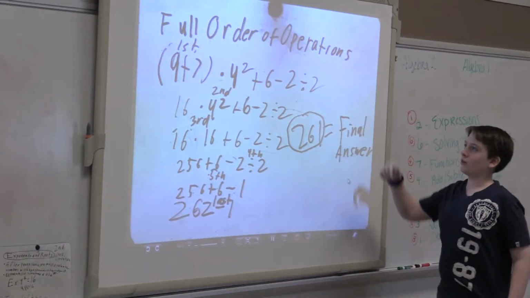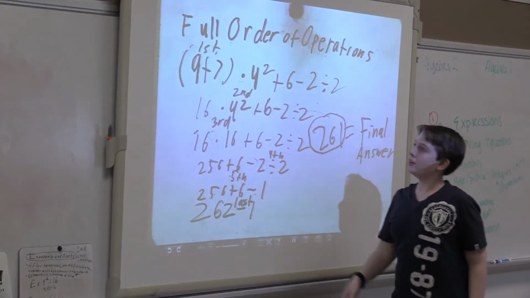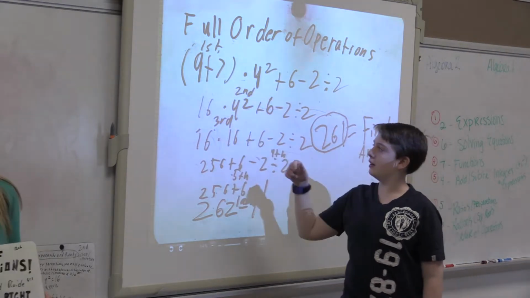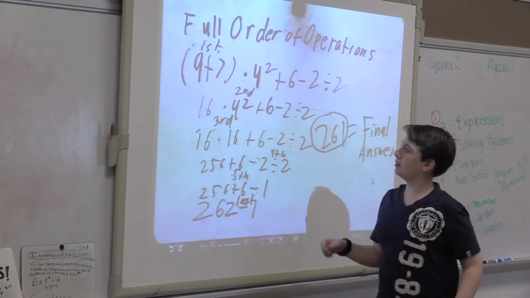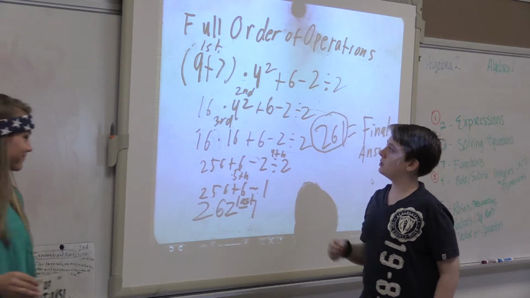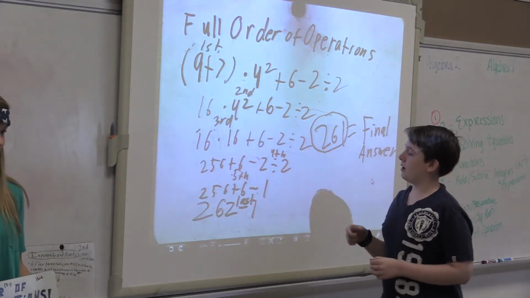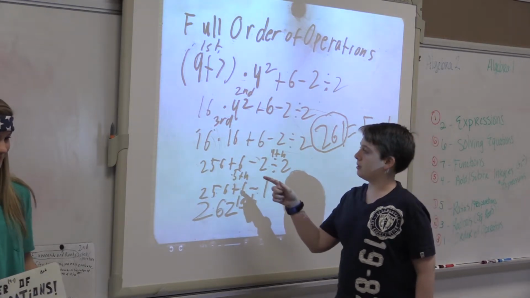This is our full order of operations problem using all the steps. The first step you would do is the parentheses, so you do 9 plus 7 equals 16. You would bring the rest of the problem down. The next step you would do would be the exponents, so 4 to the second power would equal 16. You bring the rest of the problem down again, and this just repeats for the rest of the time.